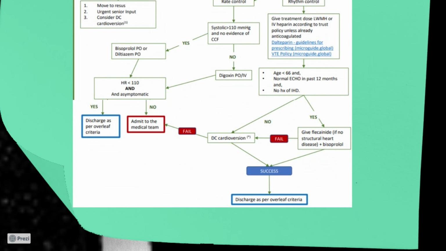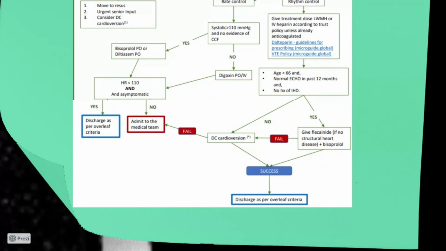We then have the option of either giving oral therapies, for example flecainide, or we can DC cardiovert the patient, depending on risk factors such as age, echo, and ischemic heart disease. Sometimes this can be successful, but sometimes it will fail, and if it does fail, we will then switch to a rate control method under the medical team.